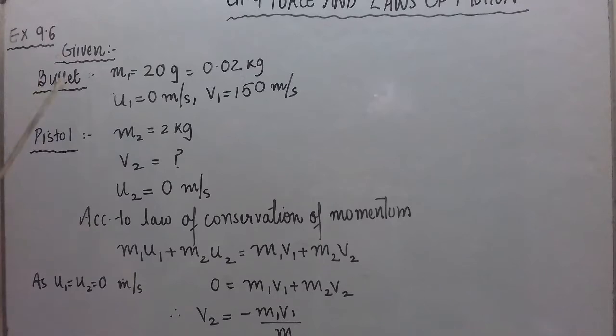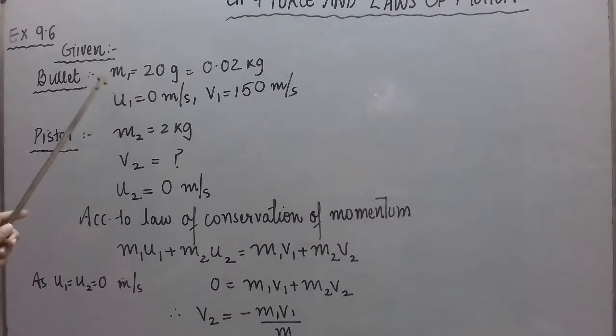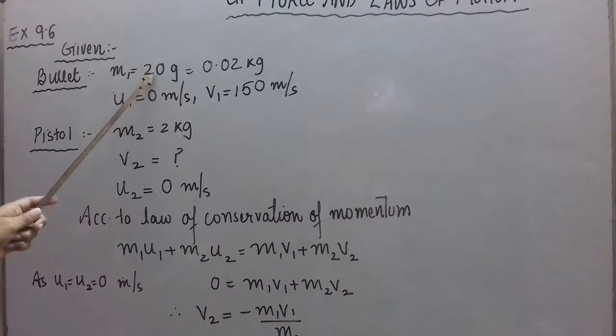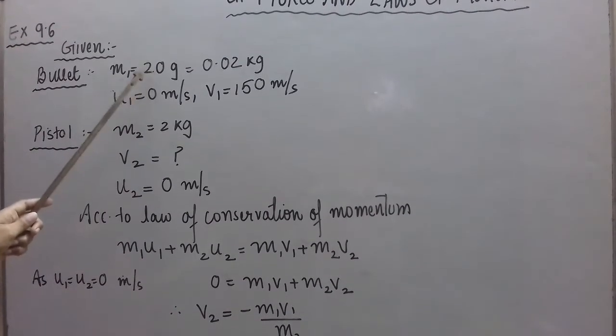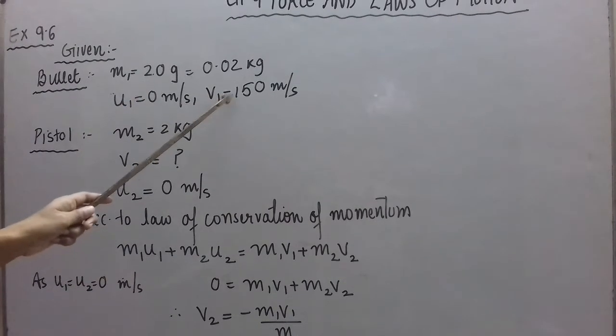So what we'll write here, given, we have two things, bullet and pistol. Bullet is having mass 20 gram, so M1 is 20 gram. It is fired horizontally with a velocity of 150 meter per second. So its velocity is 150 meter per second.